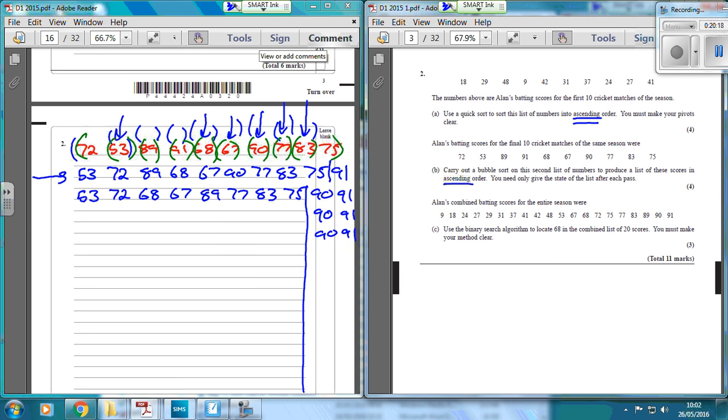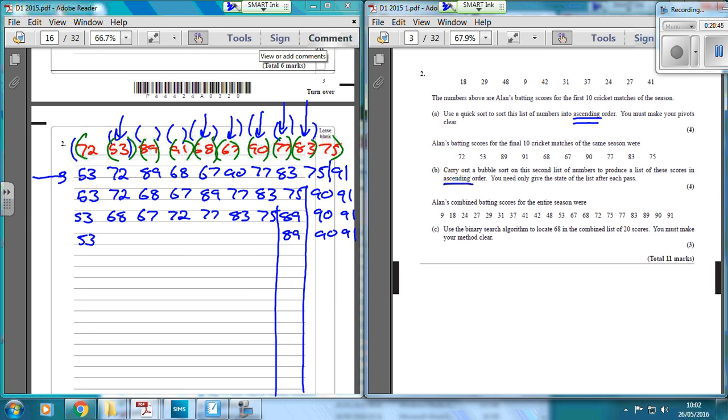So 53 and 72 don't swap. 72 and 68 do swap. 72 and 67 swap. 72 and 89 don't swap, so 72 goes there. 89 and 77 do swap. 89 and 83 will swap. 89 and 75 will swap. And now we've done it 3 times, so the top 3 will be in the correct place. So now we carry on.